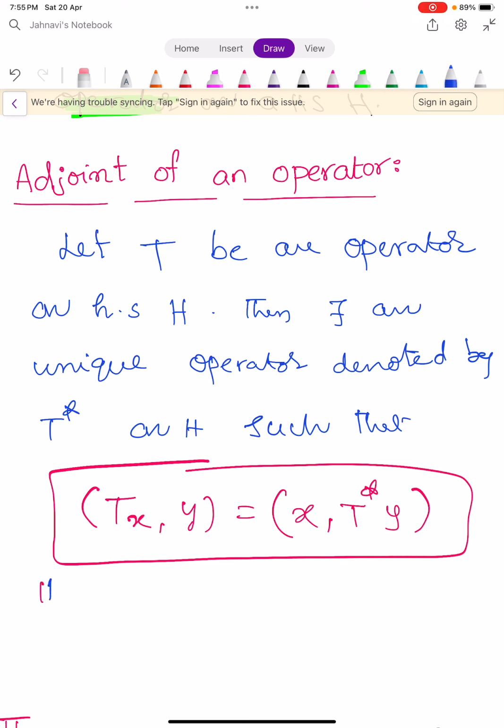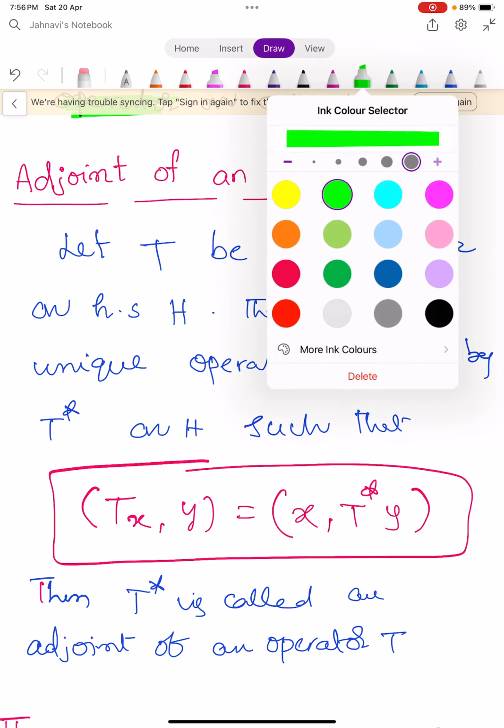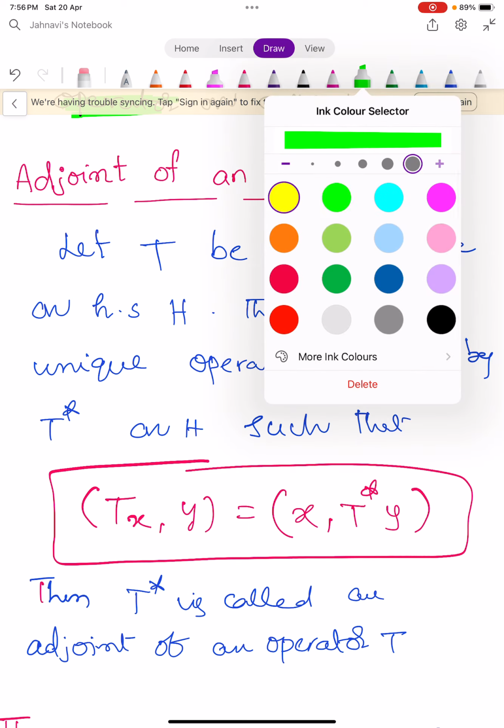Then this T star is called an adjoint of an operator T. So, very important definition. The next theorem completely depends upon this definition.